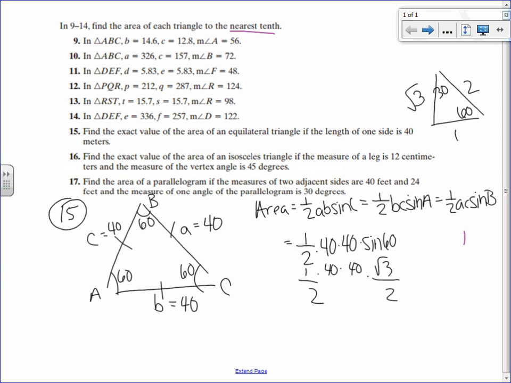Go ahead and simplify that. That is going to give us, let's see, 40 times 40, that's going to be 1,600 times the square root of 3, multiply by numerators, and then 2 times 2 is 4. So this is going to simplify to 400 times the square root of 3. Alright, wanted an exact answer, so you cannot use a decimal.